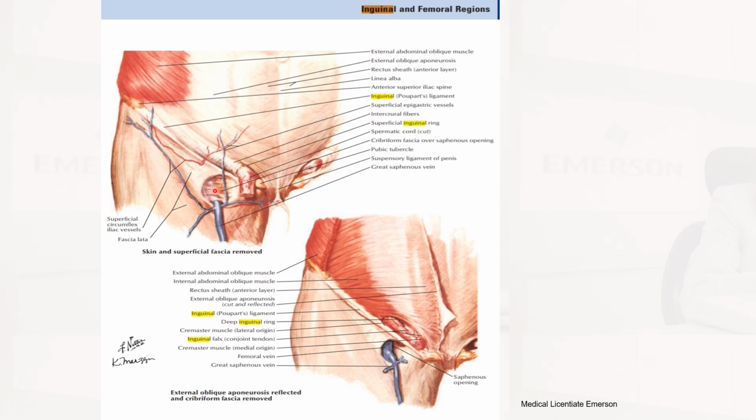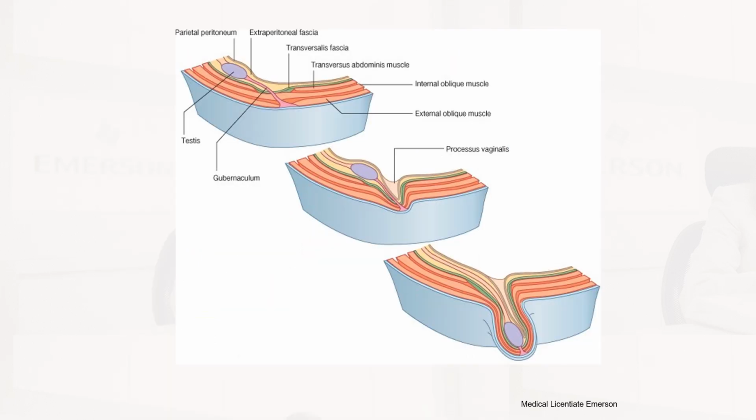Then you have the blood vessels as well. We have the inferior epigastric artery passing through the inguinal region.